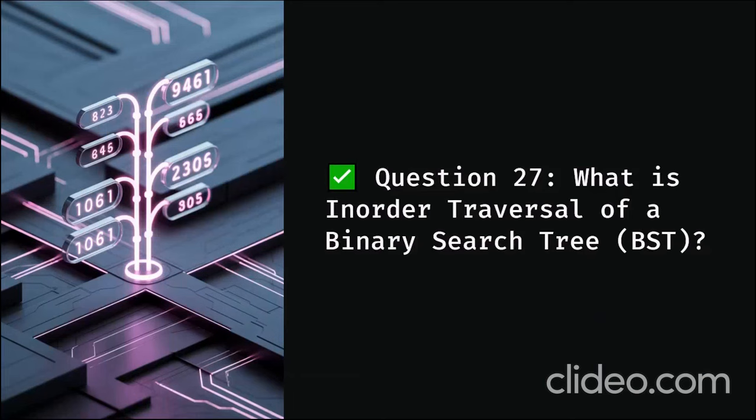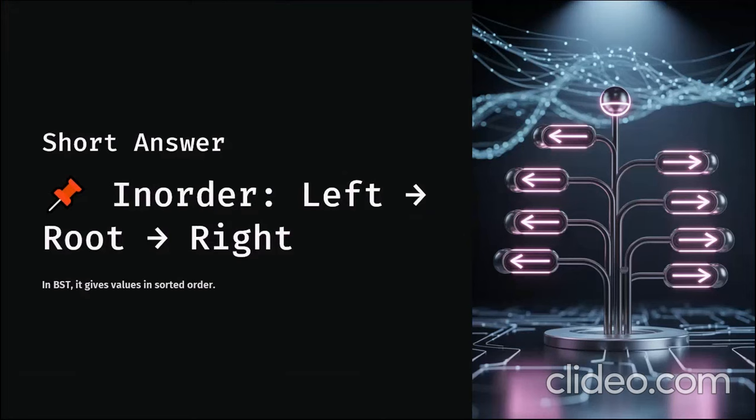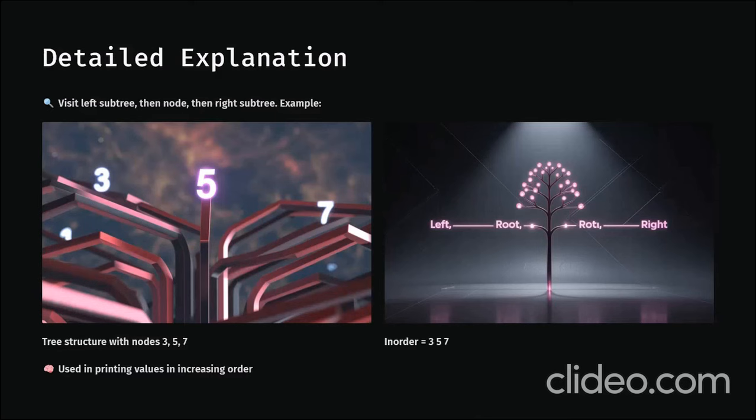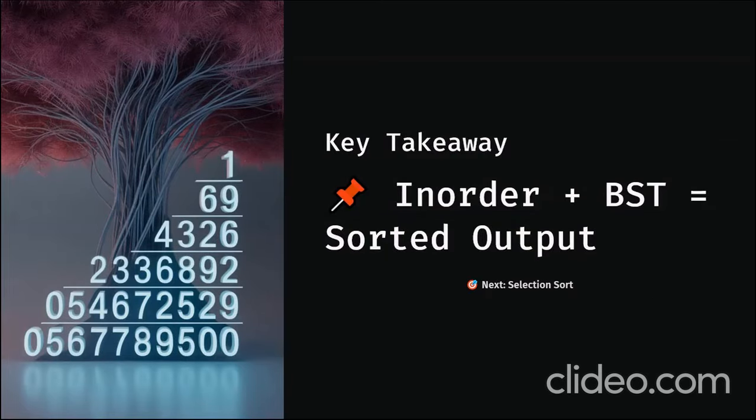Next question is, what is in-order traversal of a binary search tree? So in-order traversal, your traversal will be left, root, right. You have to start with the left node, move to the root node and then the right node. So in BST, it gives values in sorted order. Visit left subtree, then node, then right subtree, right. So tree structure with nodes 3, 5, 7. In order 3, 5, 7, you can see that in the picture, used in printing values in increasing order. So in-order plus BST is equal to sorted output.